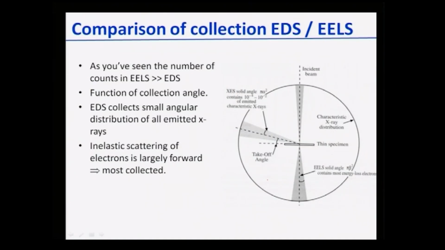And both of them function depending on the collection angle. EDX collects a small angular distribution of all the emitted X-rays, but in EELS the inelastic scattering of electrons is largely forward scattered, so they are collected, and that is why the signals are more, so there will be higher quality of data. Now it can be shown here also. You have a thin specimen here, electrons are falling from the incident beam, and X-rays are generated and collected by the EDS detector, which normally covers only a small window. You can see this is the window, normally containing about 10^-4 to 10^-2 of the emitted X-rays. That means we collect a very small amount of the information which is generated.